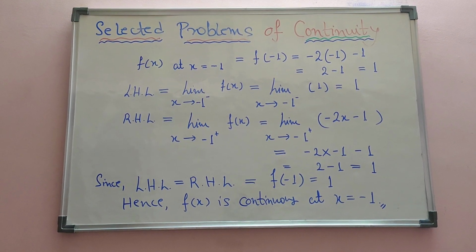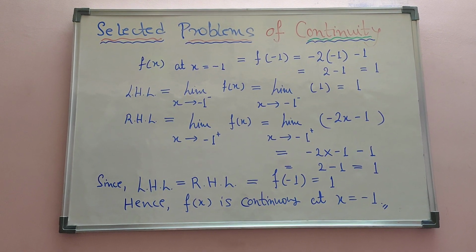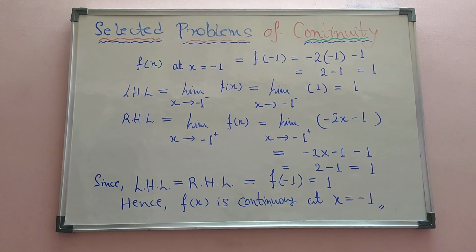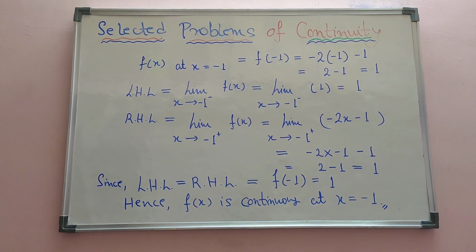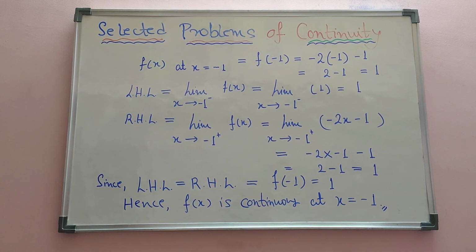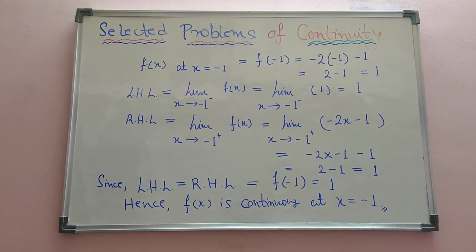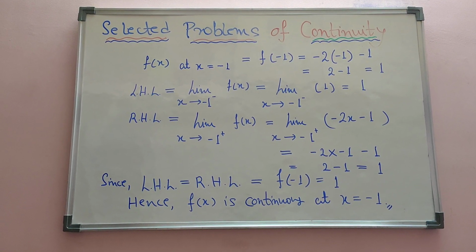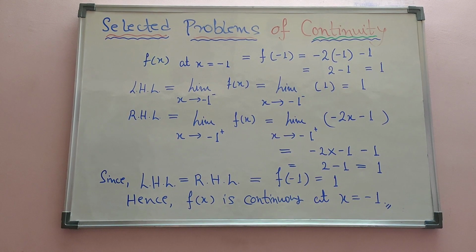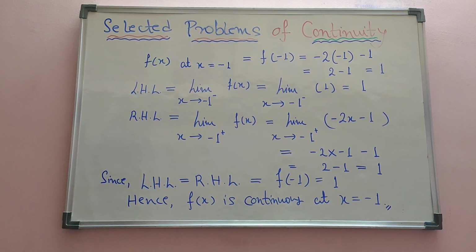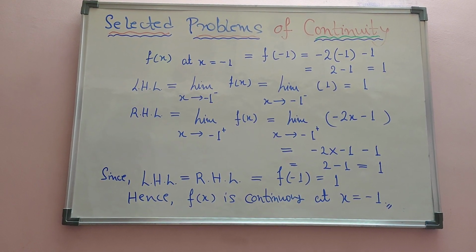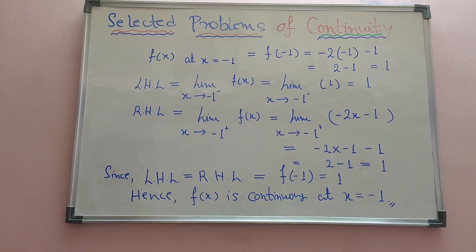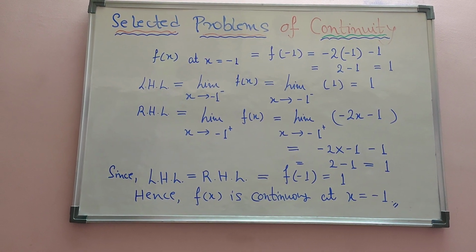F of x at x equal to minus 1. So we have already seen that the equation for the interval at x equal to minus 1 was minus 2x minus 1. So substitute the value x equal to minus 1. So minus of minus 2 minus 1 becomes 2, 2 minus 1 is 1. So the value of f of x at x equal to minus 1 is 1.